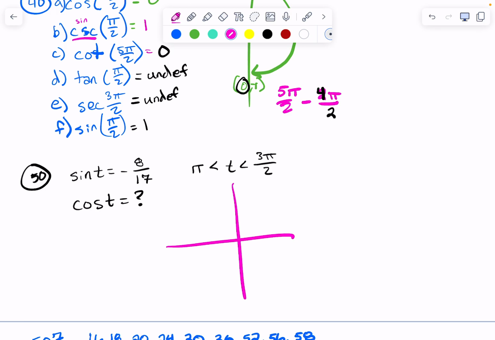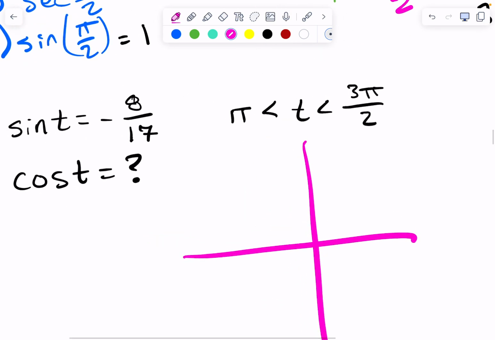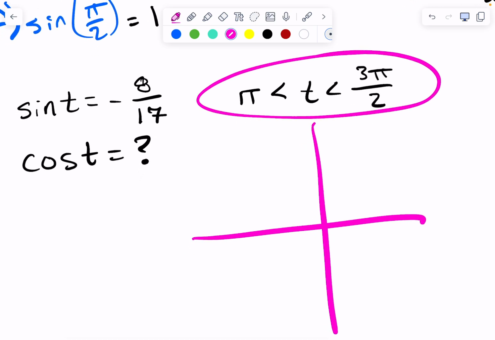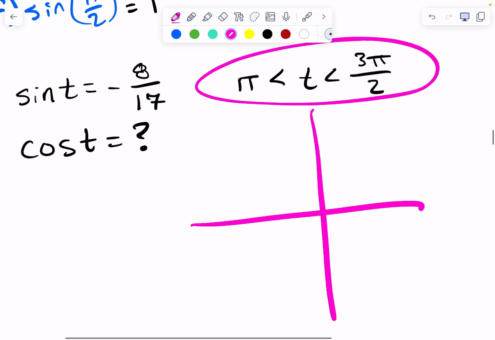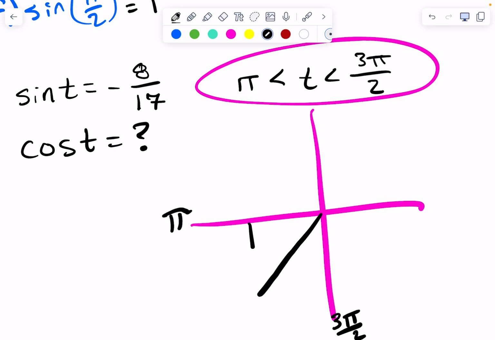Do you like to graph it and figure out where it lives? The interval from pi to 3 pi over 2 tells me where it's going to live. Where does pi live? Pi lives at 180, right here. 3 pi over 2 is down here. So this information tells me it lives in the third quadrant. I'm going to draw my triangle into the third, and here's where my angle t lives, right there in that corner.